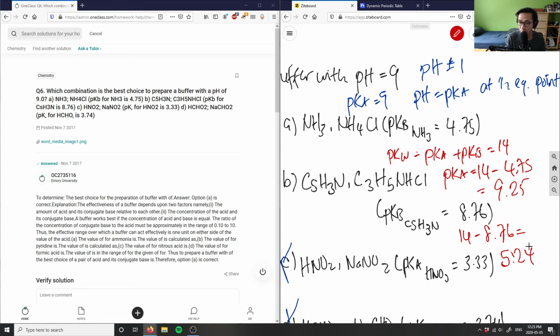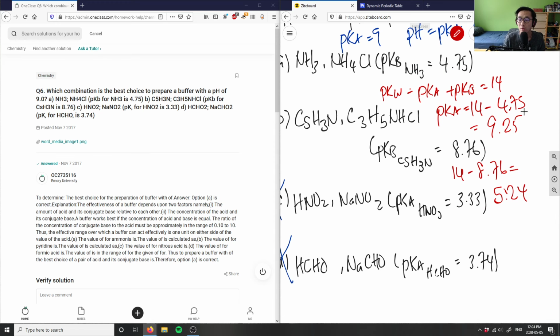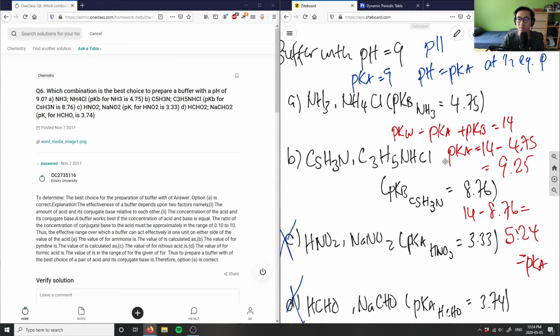So this here would be the pKa of both our buffers, right? So this here is the pKa. As you can see, which one's closest to 9? A is closest to 9, right? So again, 9.25 is very, very close to 9. So the buffer that will be made here, the ammonia and ammonium chloride, would be best. 5.24 is no way close to 9.